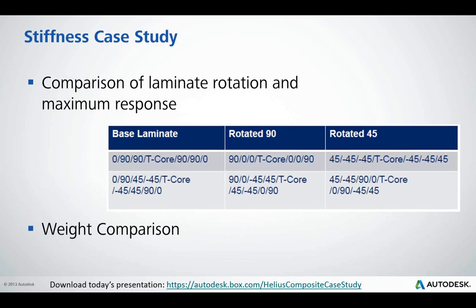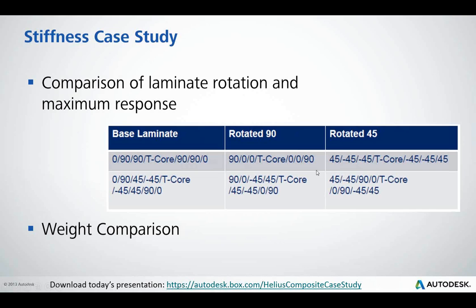Just some information about what we're going to be comparing. Our base laminate is going to be a 0-90-90, so that's a 0 degree orientation, 90 degree orientation, 90 degree orientation with a test core that we're using, and then a symmetric layup on the other side. So we're going to start with this base laminate. We're going to rotate it 90 degrees, show you guys how to do that, and then we're going to rotate 45 degrees.